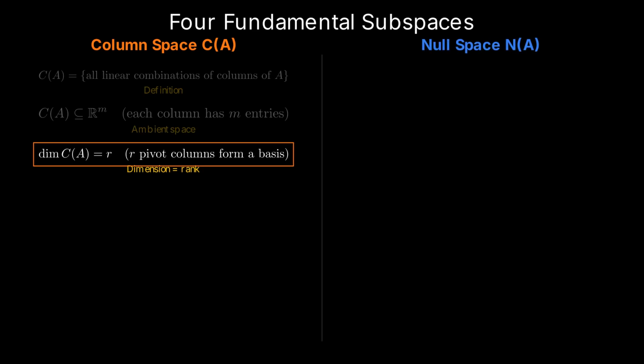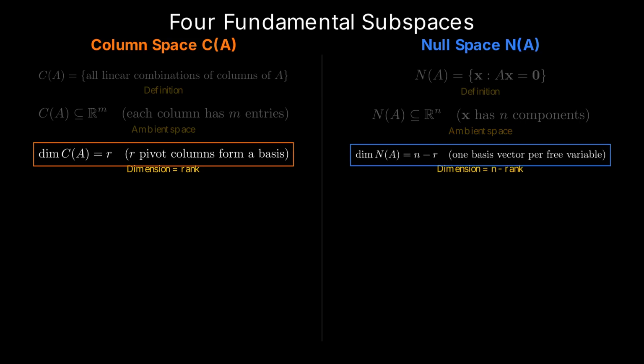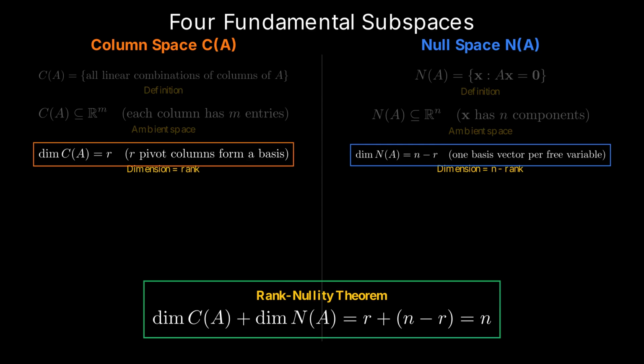The dimension of the column space equals r, the rank, because the r pivot columns form a basis for this space. Now the second subspace, the null space of A, written N(A). This is the set of all vectors x satisfying A times x equals the 0 vector. Since x has n components, the null space lives in R^n. Its dimension is n minus r. Why? Because when you perform row reduction, you get n minus r free variables, and each free variable gives rise to exactly one basis vector for the null space. This fact is known as the rank-nullity theorem. The dimension of the column space plus the dimension of the null space equals n, the number of columns.